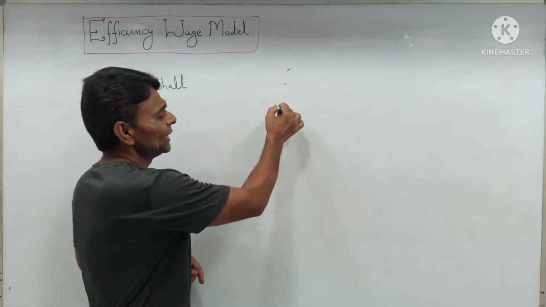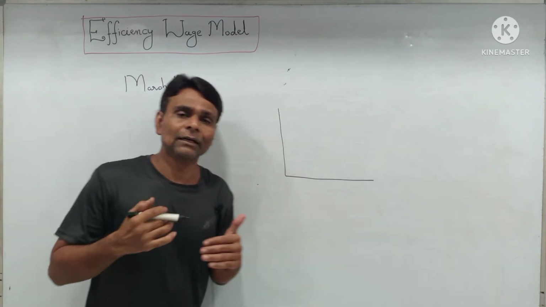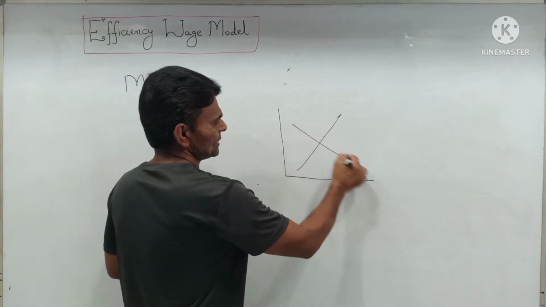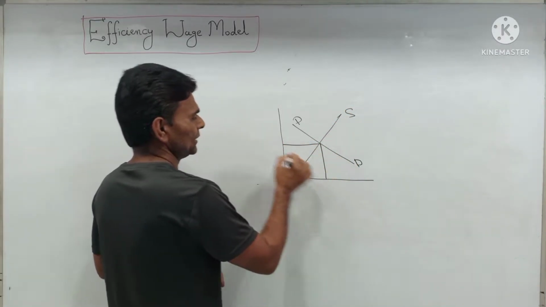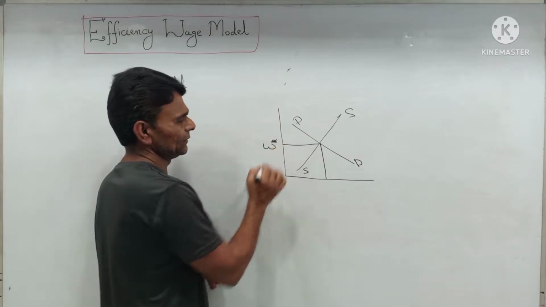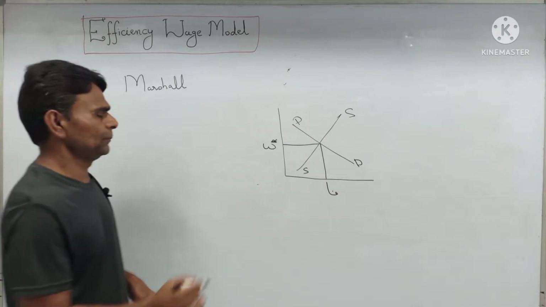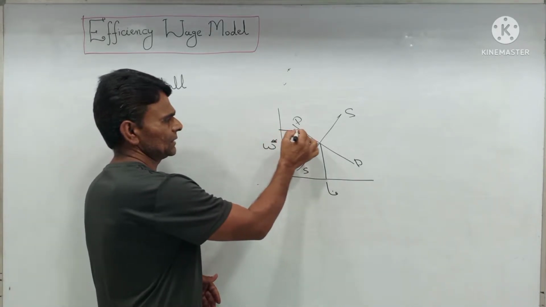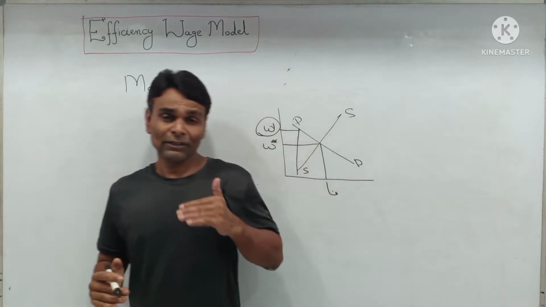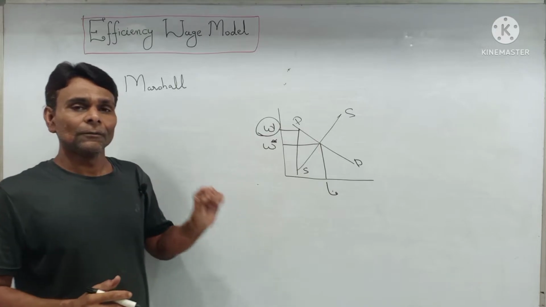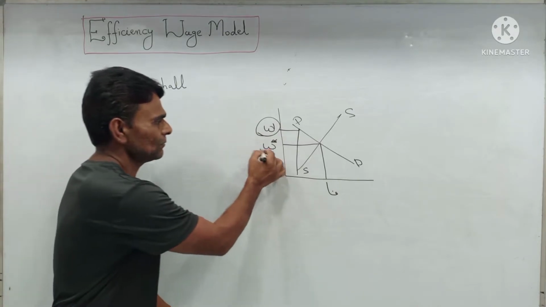What is the market clearing wage? It is determined by the interaction of the demand curve for labor and the supply curve for labor. You can see DD, the demand curve for labor, SS, the supply curve of labor, and the wage is determined here. It is the equilibrium wage, that is the market clearing wage, and the amount of employment of labor. If any firm pays above the equilibrium wage, W1, here W1 is the efficiency wage. According to the efficiency wage model, a firm pays W1 wage to workers which is above the market clearing wage. This is the market clearing wage.